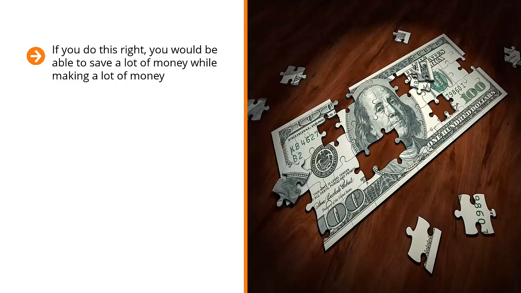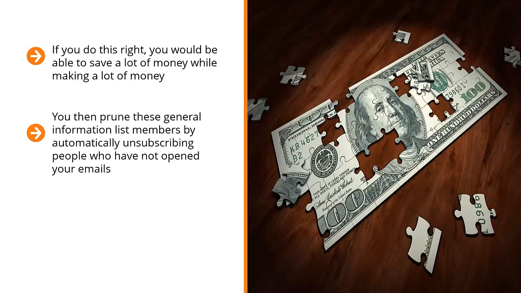First, you can easily see through your email list management system which of your list members are not opening your emails. You then prune these general information list members by automatically unsubscribing people who have not opened your emails. Whoever is left still opens your emails, and you still have a chance of converting these people into buyers later. If done right, segmenting your list into a general information list, then a buyer's list not only saves you time, but it also can save you money later.